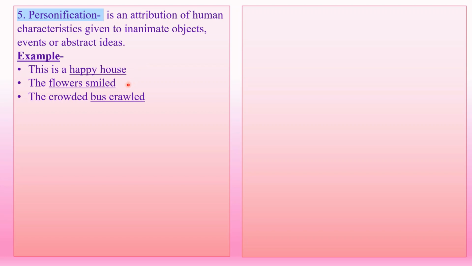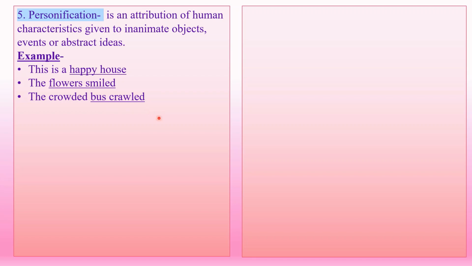The flowers smiled. Do you really think flowers can smile? Of course not. But here, flowers are personified. They are given the human quality of smiling. The crowded bus crawled. Crawling is again an activity which only a human baby does. But here, the bus is personified and hence it becomes a clear case of personification.